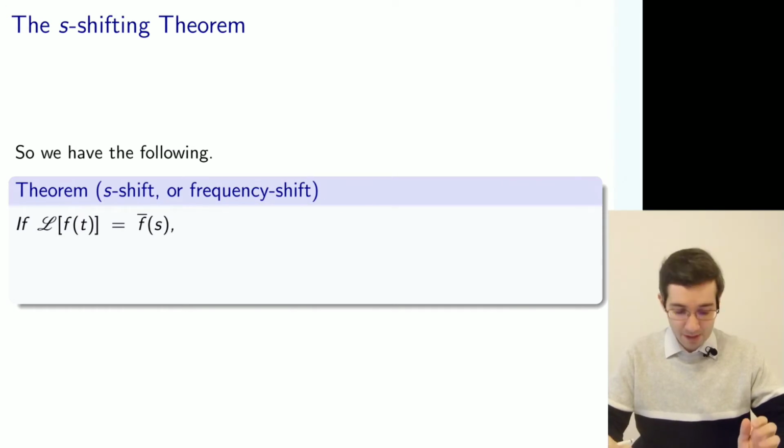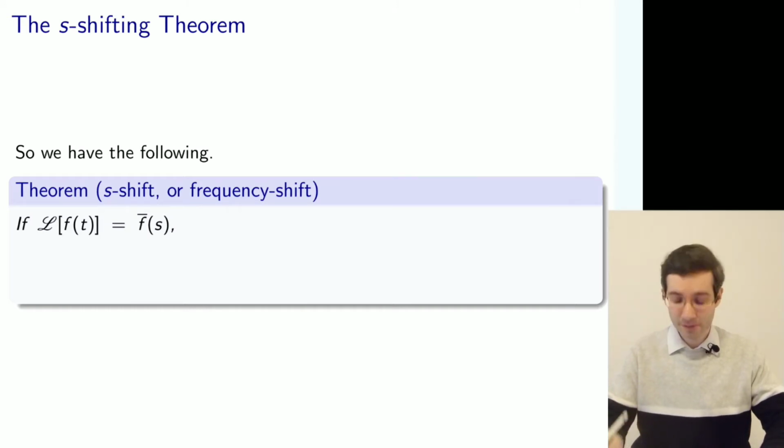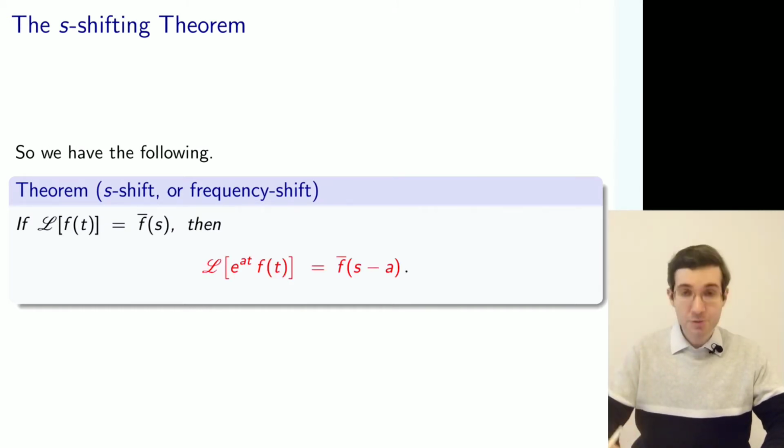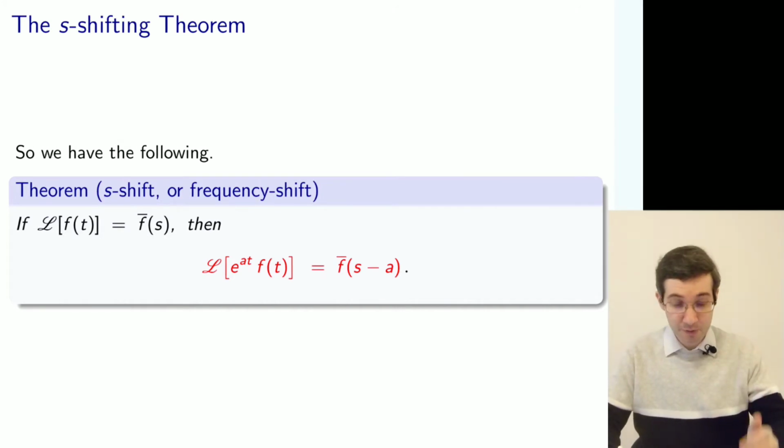So that's called an S-shift or frequency shift, because that really corresponds to frequency in many applications. So if you know a Laplace transform of a function and you want to know a Laplace transform of that function with exponential, you just shift your Laplace transform by that amount.